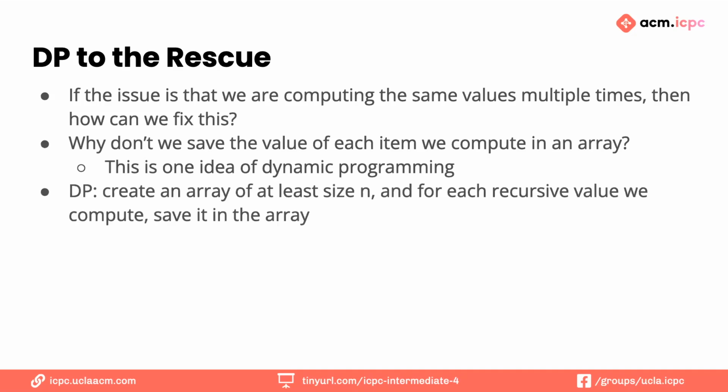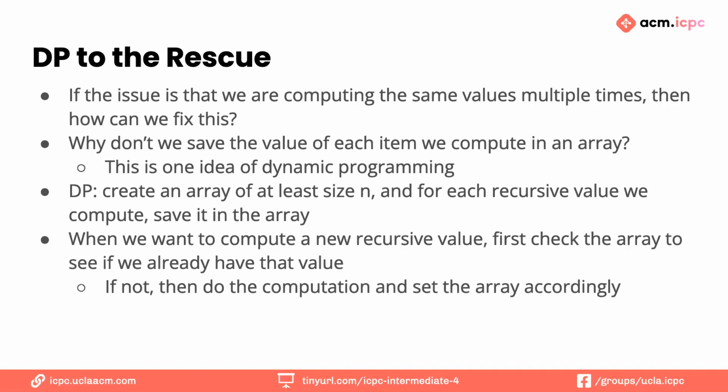So we can just create an array of size however large we need to fit up to our nth Fibonacci number, and then we store the values that we've already calculated. And before we calculate a new value, we first make sure that it hasn't already been calculated, so we don't waste time recalculating things that we already know the answer to.